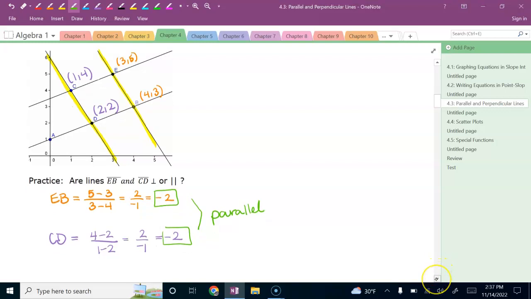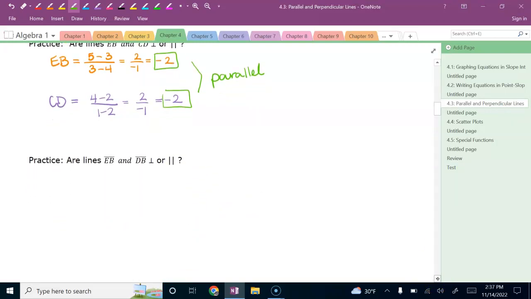Now, there's another practice problem here. Using the same lines from up above, I want you to decide if lines EB and DB are parallel or perpendicular. Now, we already did the work for EB up above, so I'm not going to redo all of that. I'm just going to use what I know about EB and say that that's -2. But for DB, you did need to do a little bit of work there.